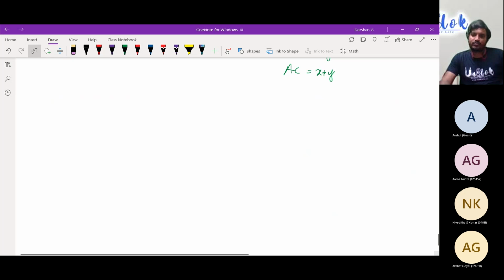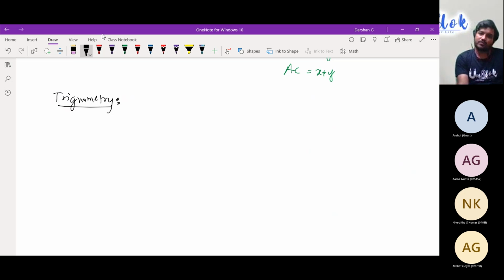So okay, the third chapter. I'm going for the third chapter, which is a slightly bigger chapter actually. That is trigonometry. We have other chapters in between, but I just thought I'll start with trigonometry. Who likes trigonometry and who doesn't like trigonometry?